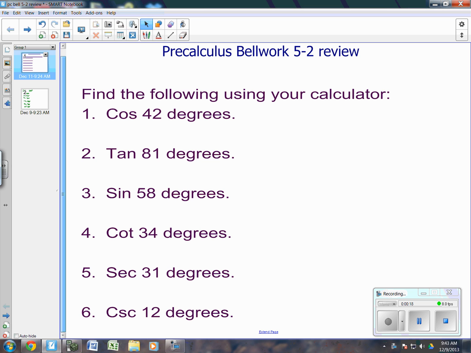Does everybody know how? So the cotangent of 34 degrees is 1 over the tangent of 34 degrees. Secant is 1 over the cosine of 31 degrees. Cosecant is 1 over the sine of 12 degrees.